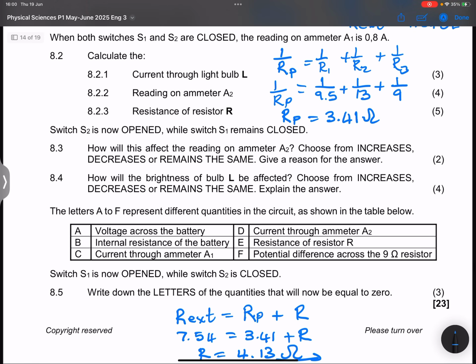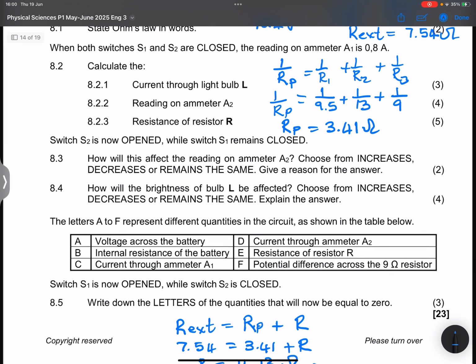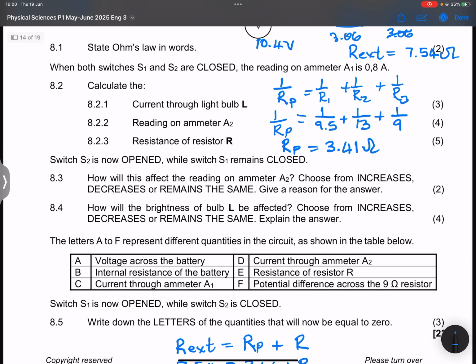All right, now let's hop on to the next set of questions. They say switch S2 is now opened. Now, ladies and gents, whenever they give you these kinds of questions, the first thing that you must always check is how does that change the circuit? How does that change the current pathways, and as a result, how does it affect the external resistance of the circuit? So let's check. Where is S?